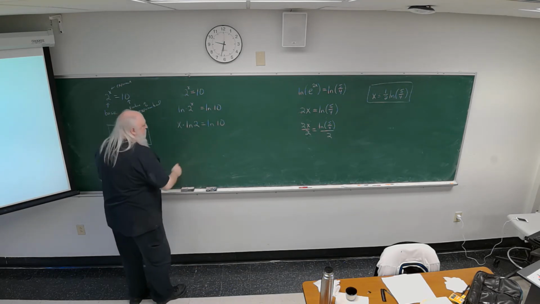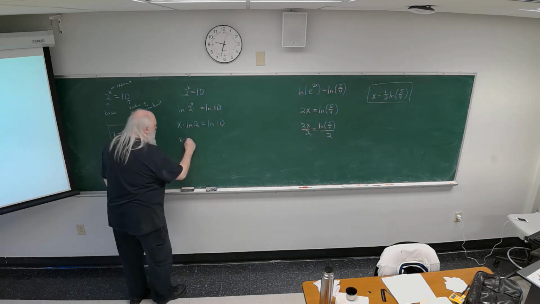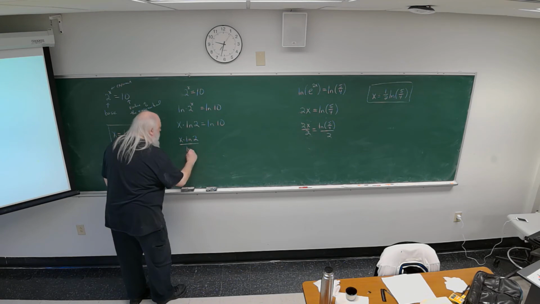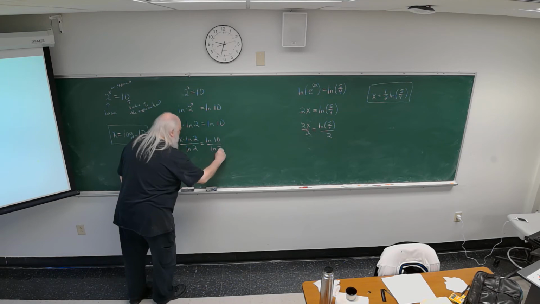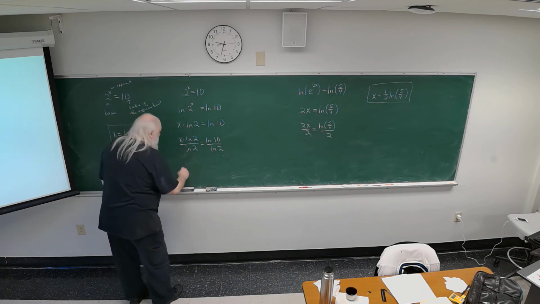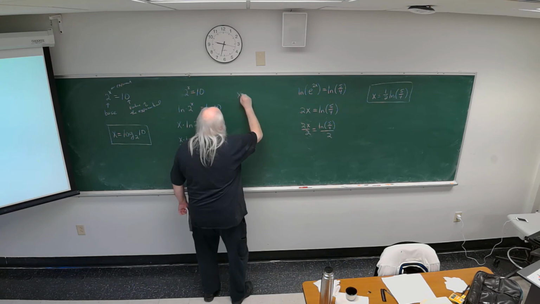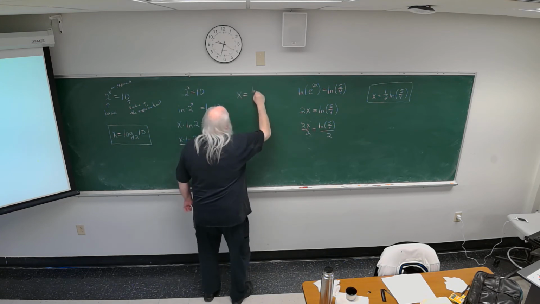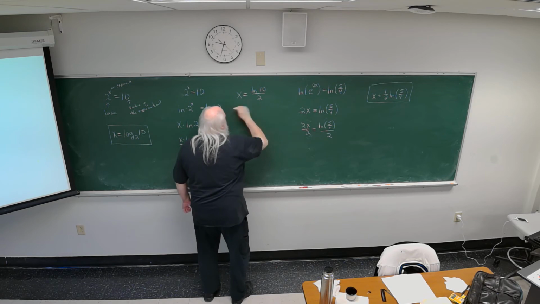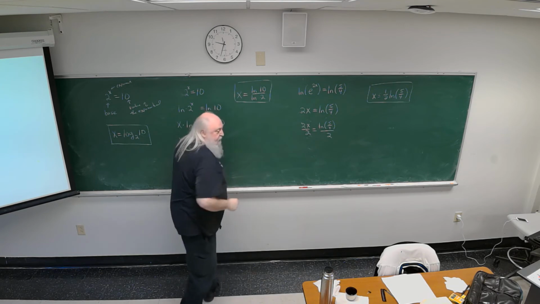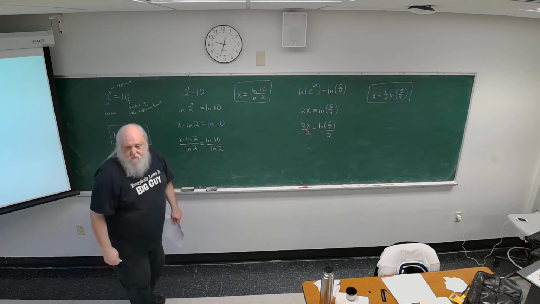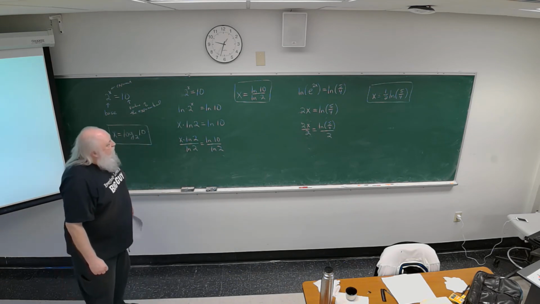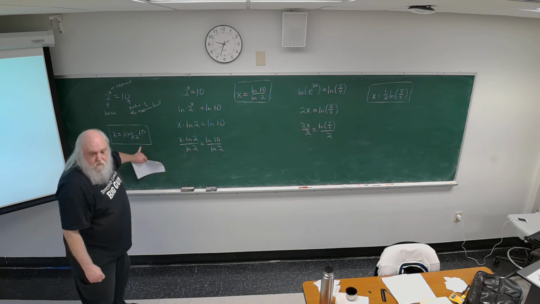And now if I divide both sides by the natural log of 2, I get x is equal to the natural log of 10 over the natural log of 2. And again, using your ln key on your calculator, you type in ln of 10, hit enter, that's a decimal value. There's a decimal value. So we got two answers.